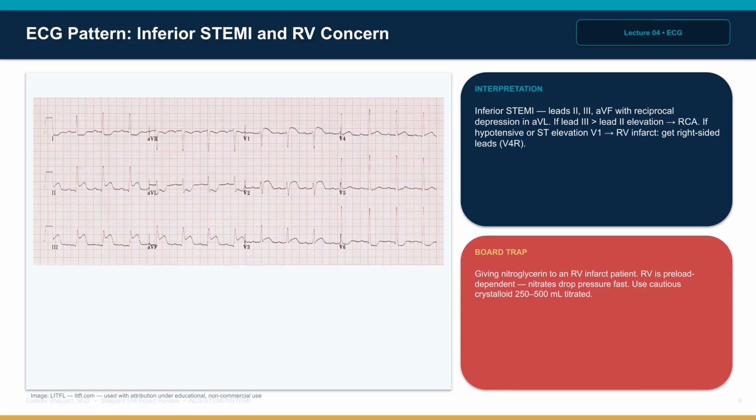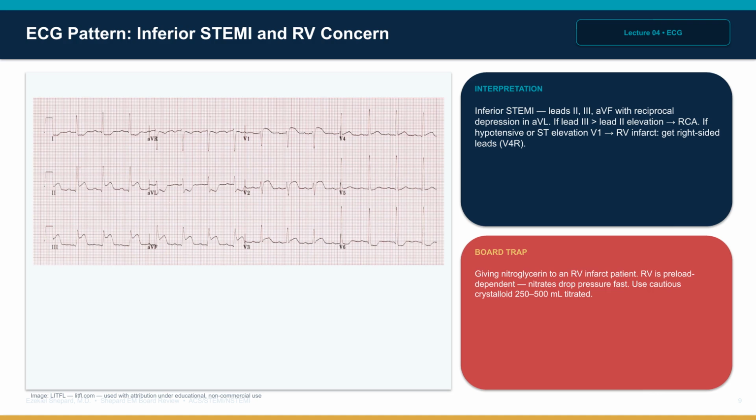This schematic shows an inferior STEMI pattern. The classic leads are 2, 3, and aVF with reciprocal depression in aVL. If lead 3 has more ST elevation than lead 2, think right coronary artery involvement. The most common cause of inferior STEMI is RCA occlusion. If the patient is hypotensive or has ST elevation in V1, think right ventricular infarct and get right-sided leads. The classic finding is ST elevation in V4R of at least 1 millimeter. The major board trap is giving nitroglycerin to an RV infarct patient who is preload dependent.